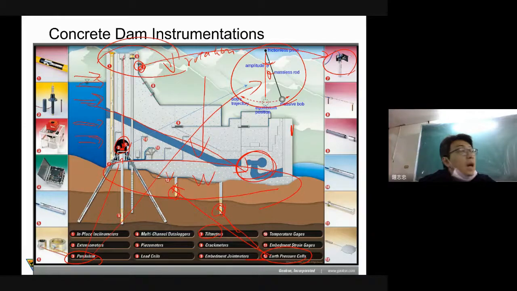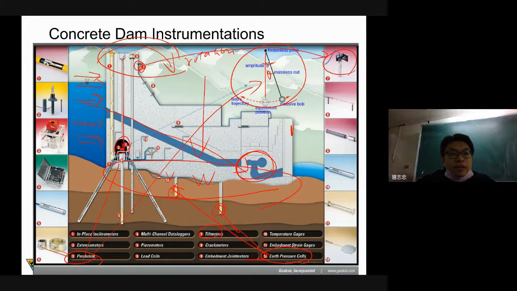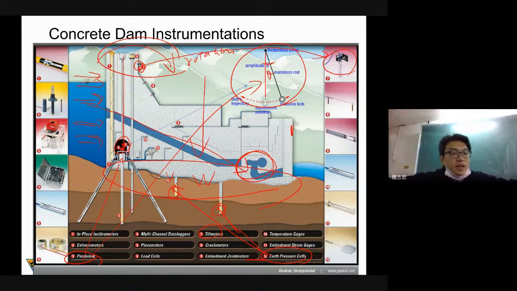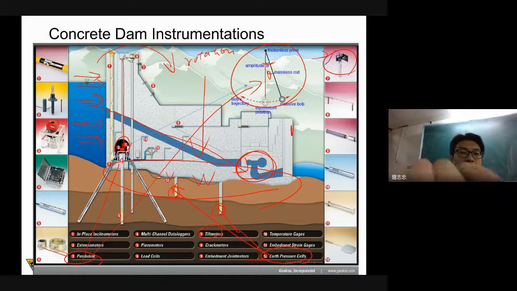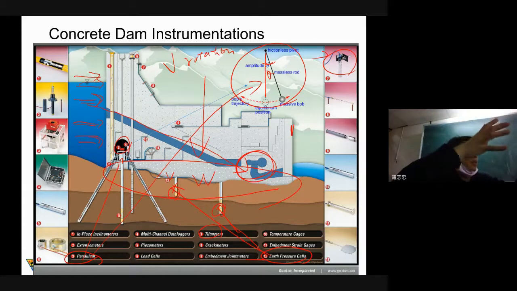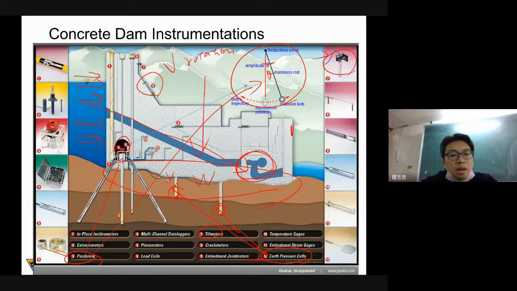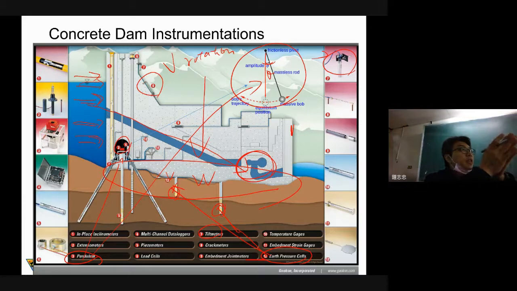And for the stability of this concrete dam, sometimes there is another very important measurement, because you know that this kind of concrete dam is made block by block, right? So every block maybe has an interface. So sometimes we need an extensometer or a crack meter to measure the interface of these concrete blocks.